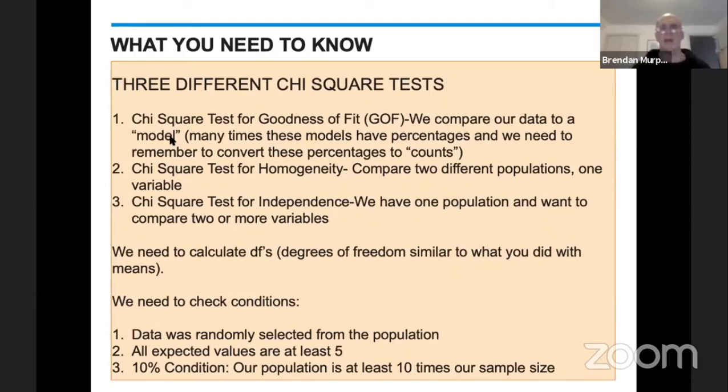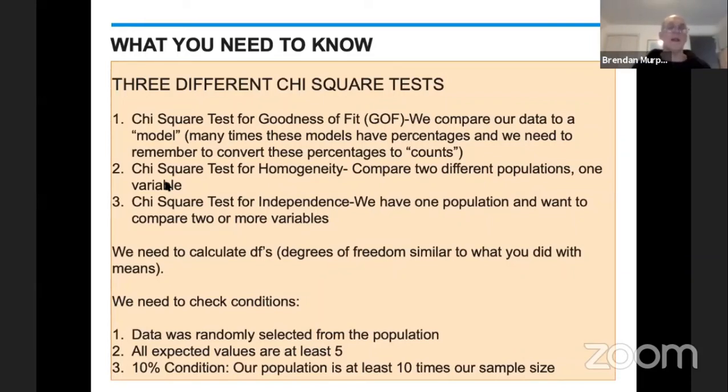You know, M&Ms does publish the percentage of different colors you can get when you buy a bag of M&Ms. Chi-squared test for homogeneity. Again, Luke did that on Friday. We're comparing two different populations, one variable. So that's what happened in the Zudi's problem. Chi-squared test for independence, which I'll get into today. We have one population and we want to compare two or more variables.